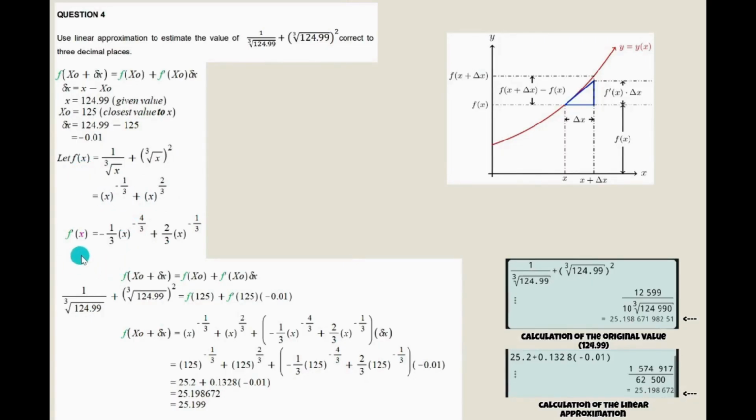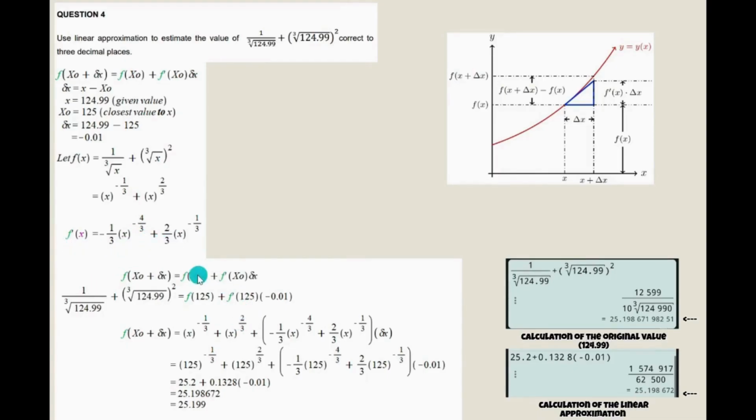Then we have to find f prime of x, and to find it, we have to differentiate the whole equation of function of x. To differentiate it, we take the power of x here, which is negative 1 per 3, and move it in front of x and minus 1. So we'll get negative 1 per 3 x with the power of negative 4 per 3. And this one goes the same. 2 per 3 goes in front of x and minus 1, and we'll get 2 per 3 x with the power of negative 1 per 3. So this here is also the complete equation for f prime of x.